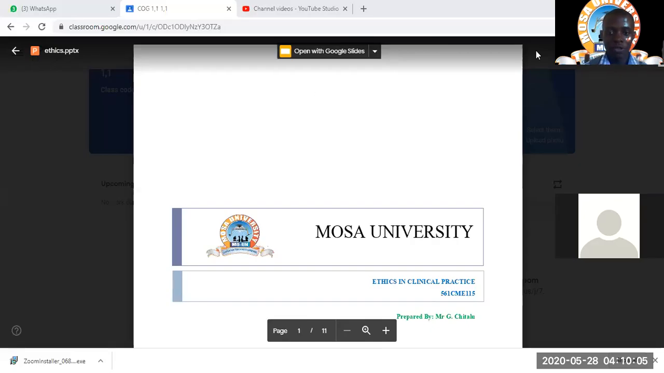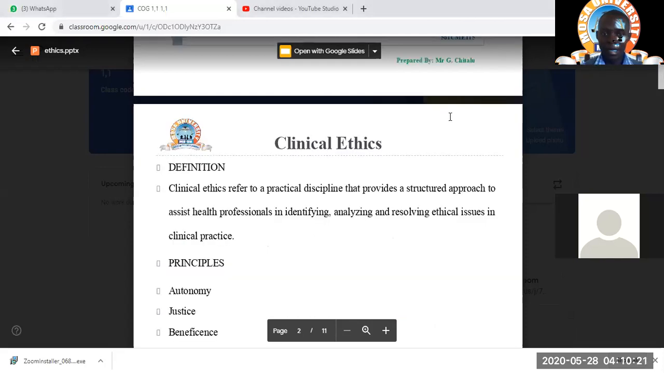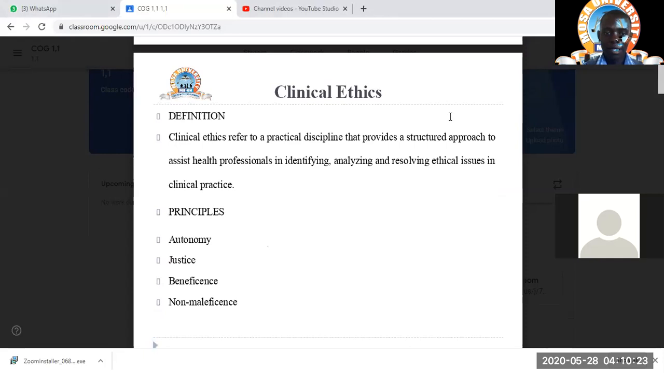Today we're going to look at a topic called ethics in clinical practice. This is under communication skills and medical ethics. To begin with, we're going to look at clinical ethics, the definition, and then the principles. Clinical ethics refer to a practical discipline that provides a structured approach to assist health professionals in identifying, analyzing, and resolving ethical issues in clinical practice.